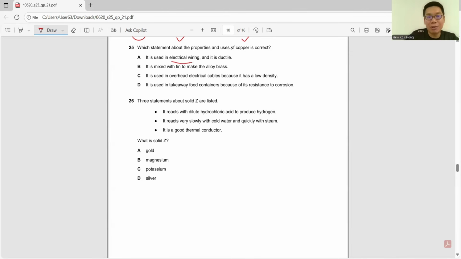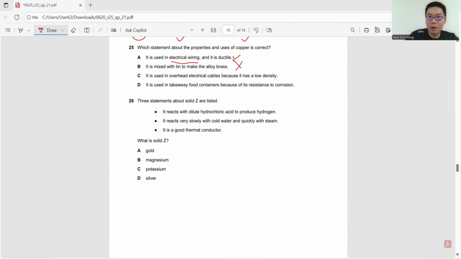25. Which statement about the properties and use of copper is correct? First, it's used in electrical wiring and it is ductile. Yes, because ductile and malleable are characteristic of pure metal. Number 2, it's mixed with tin to make the alloy brass. No. Tin and copper make bronze, not brass.